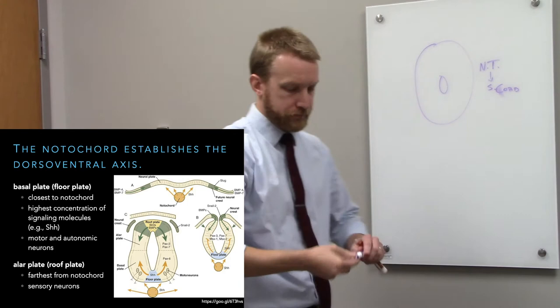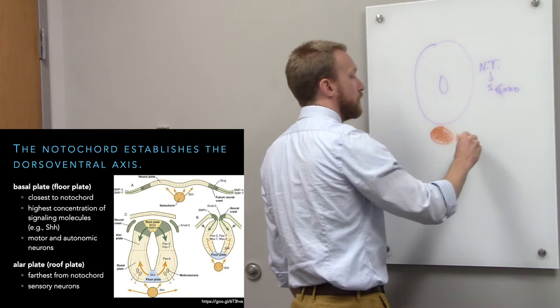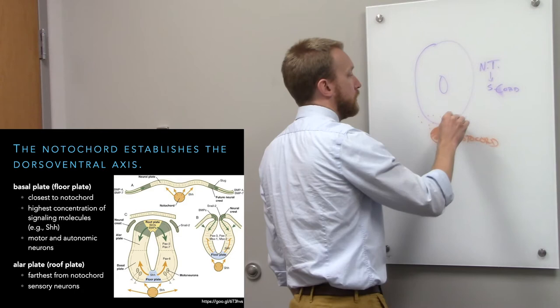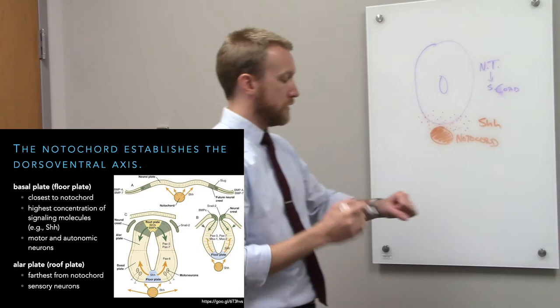Now, how do we know where we're at? How do we know if I'm in the ventral portion or the dorsal portion? It all depends on how close I am to the notochord. Again, we're spitting out diffusible factors here. In this case, sonic hedgehog. This is one of the hedgehog signaling proteins here.